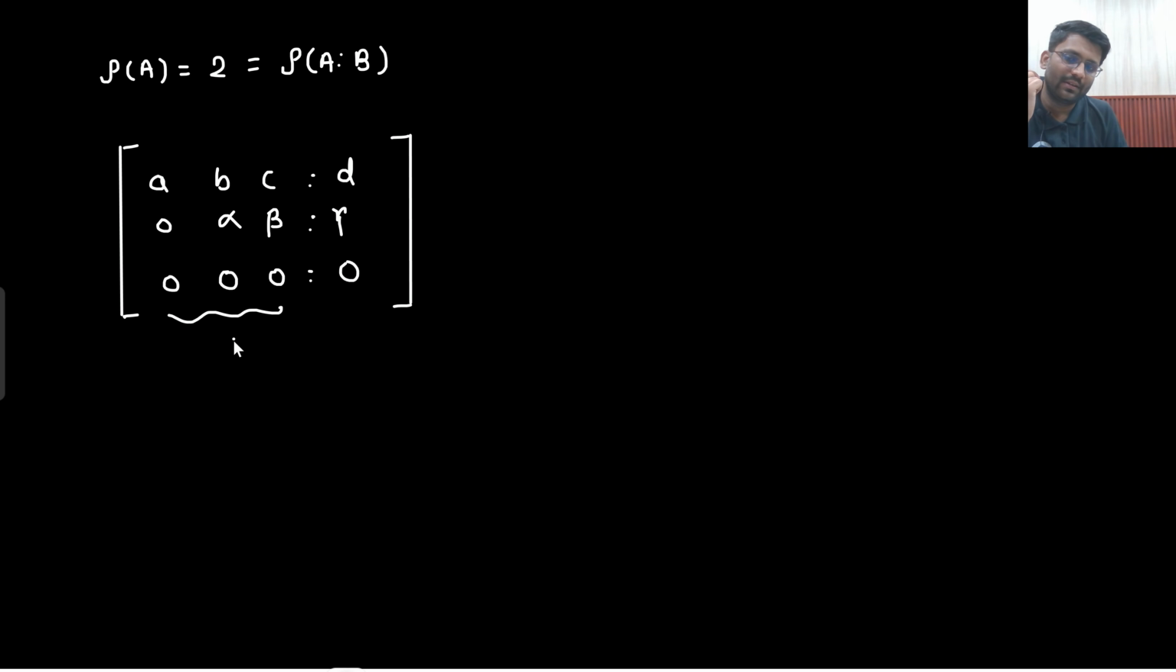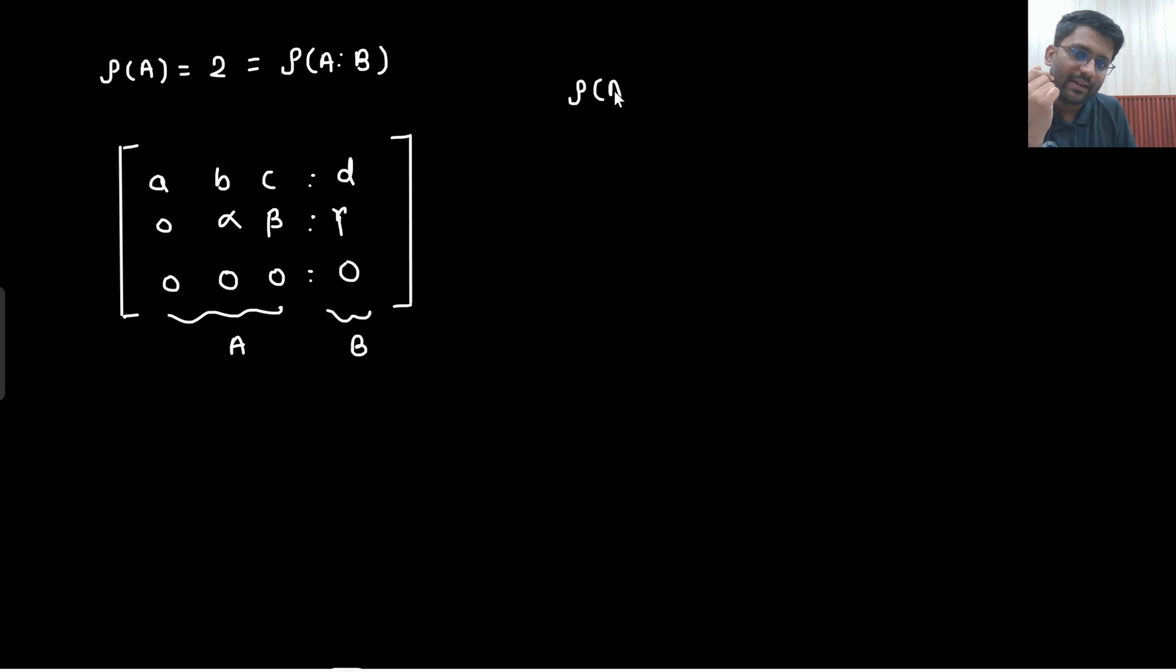That means here some A, B, C I will get, augmented D. Then here some 0 value I will get. Here let's just say E, F, or let's write down something else: alpha, beta, gamma, and in the last I will get 0, 0, 0. This is the scenario I will get, right? This is your A, this is your B.